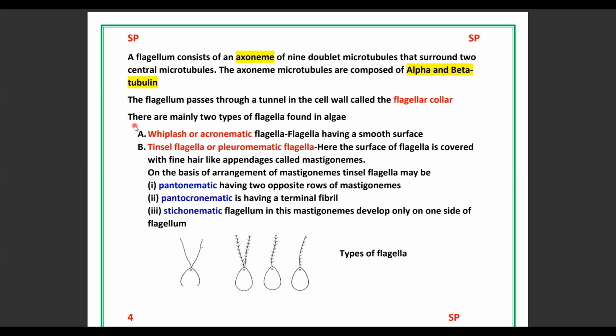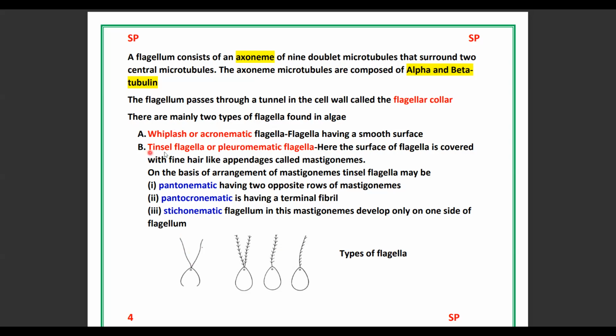In algal members, mainly two types of flagella are seen. What are they? The first one is whiplash or acronematic flagella. That means the flagellar surface is very smooth. As seen in this diagram, on the flagellum there are no hair-like structures present. The flagellum is very smooth. This type of flagellum is called whiplash or acronematic.